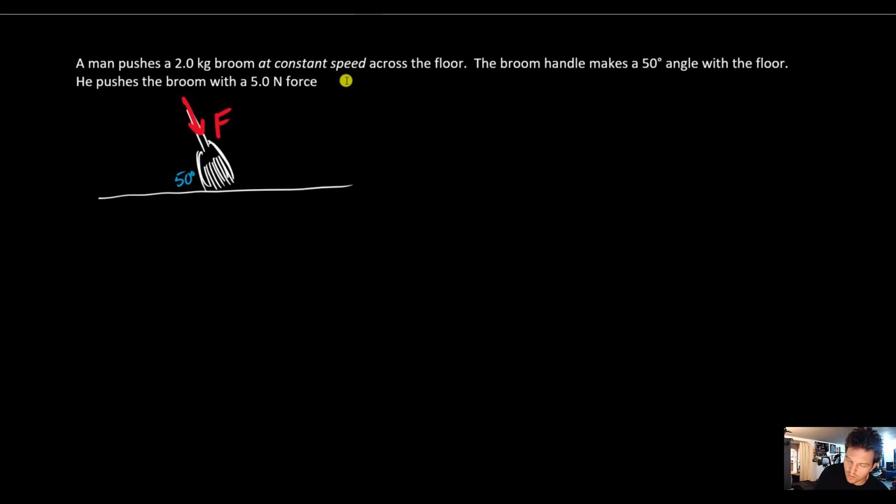Okay, we know it's going at a constant speed. So right away, constant speed, and I think about Newton's first law. That lets me know that all the net forces are going to cancel each other out and equal 0. So let's draw a free body diagram for this thing now.